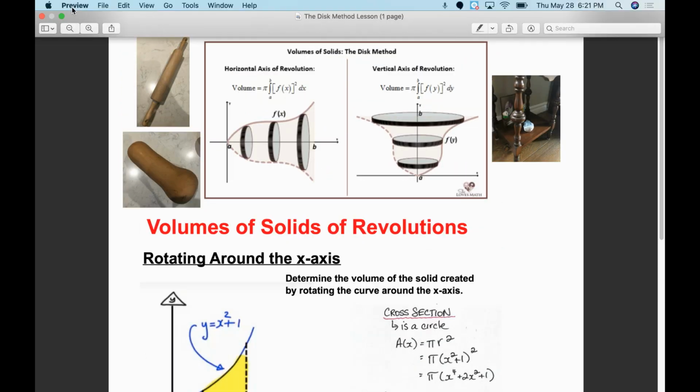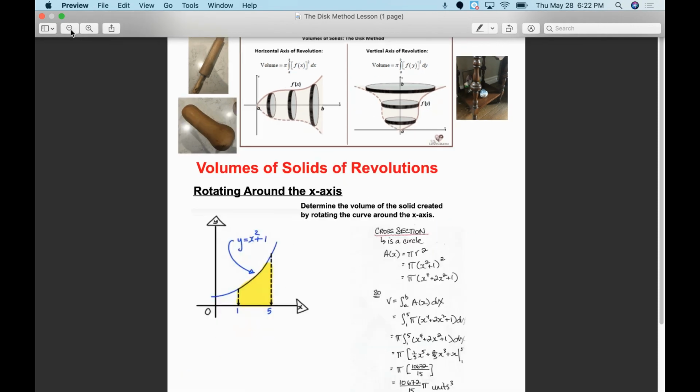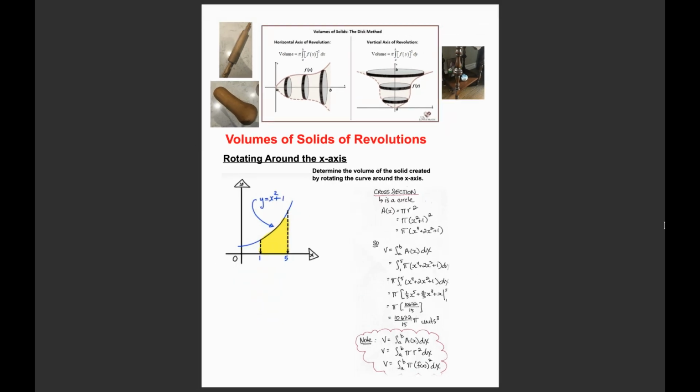Okay, so we can take this idea and model different objects by coming up with curves that show the outside of the shape, and then we can spin that curve to get our circular cross sections and our three-dimensional shape, and use this formula to find the volume.